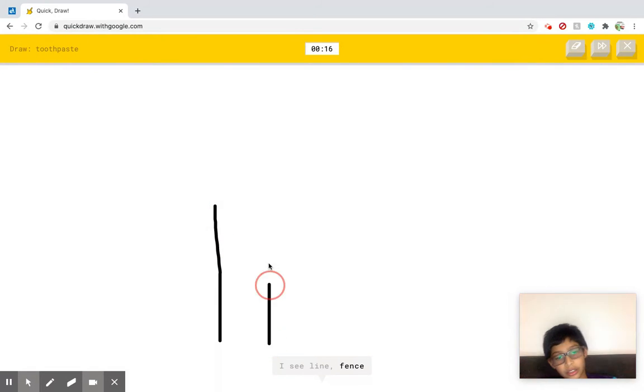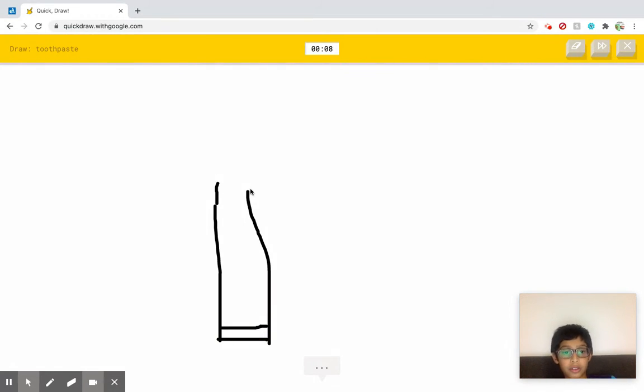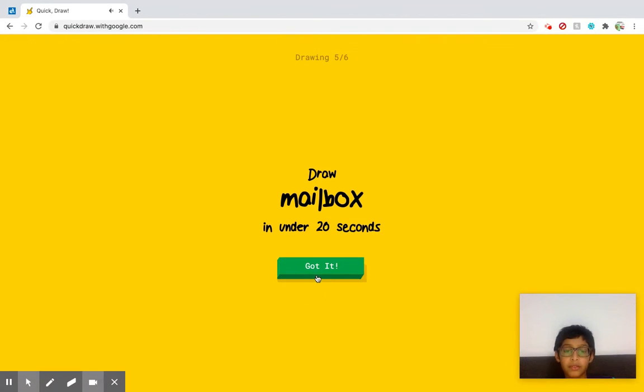Toothpaste. I see line, or fence, or magic wand, or skyscraper. They're saying to draw like a toothpaste tube. I see crayon. I see ladder. I see candle. I see marker. Sorry, I couldn't guess it.